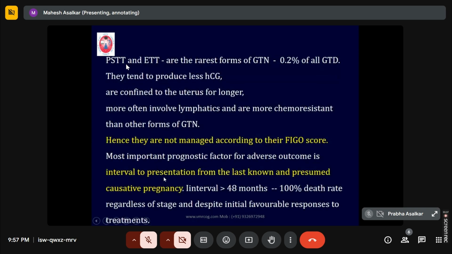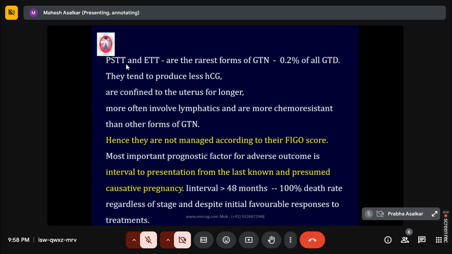Now PSTT and ETT are the rarest forms of GTN. They contribute around 0.2% of all GTD. They tend to produce less hCG. They are confined to the uterus for longer and more often involve lymphatics and are more chemoresistant than other forms of GTN. Hence, they are not managed according to the FIGO score.